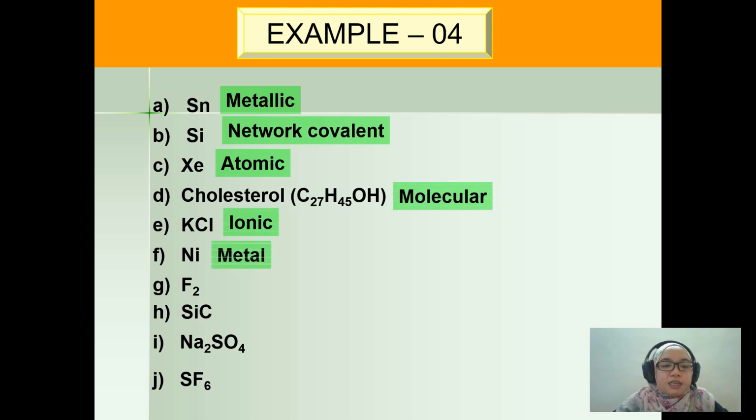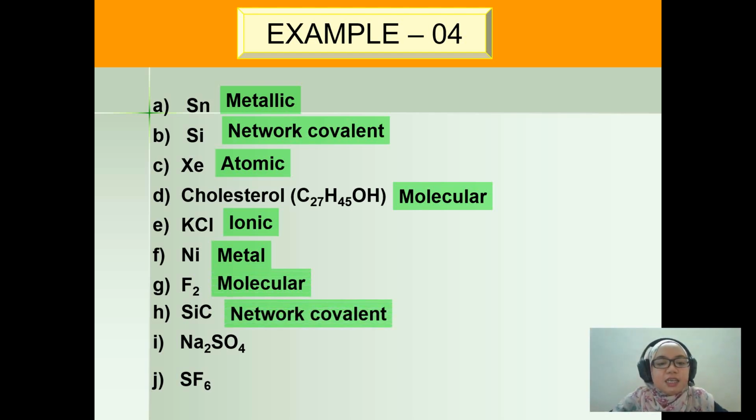So, nickel is metallic. Dia pun molecular, fluorine gas. SiC dia network covalent. Nampak silicon dia memang network covalent, okay. And Na2SO4 ionic between Na plus dengan SO4 2 minus. And SF6 is a molecular covalent bond.